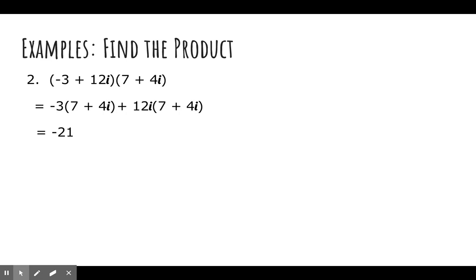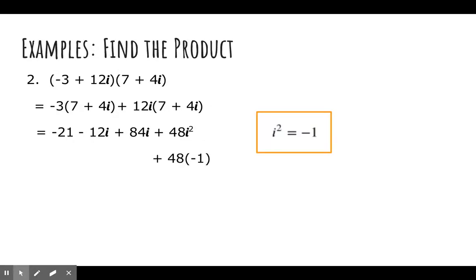So we get -21, -12i, positive 84i, and positive 48i squared. i times i will give us i squared. So now recall i squared equals -1. So replace your i squared with that -1. And remember, you are multiplying here. Do not subtract 1 from 48. This is not subtraction, it is multiplication. So that's going to become a -48.